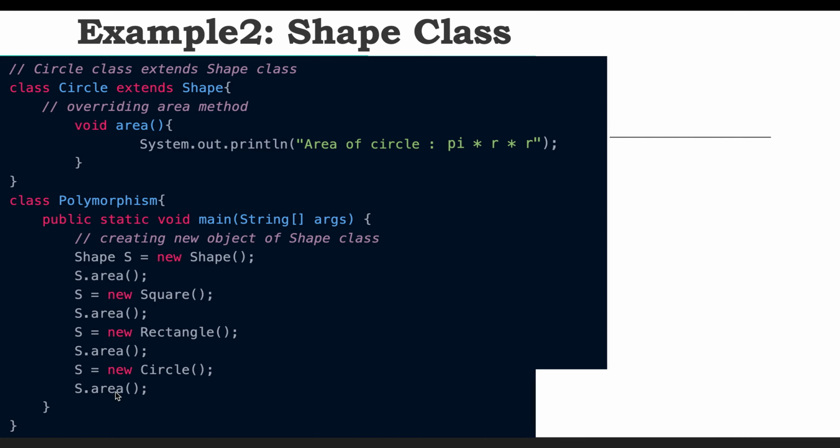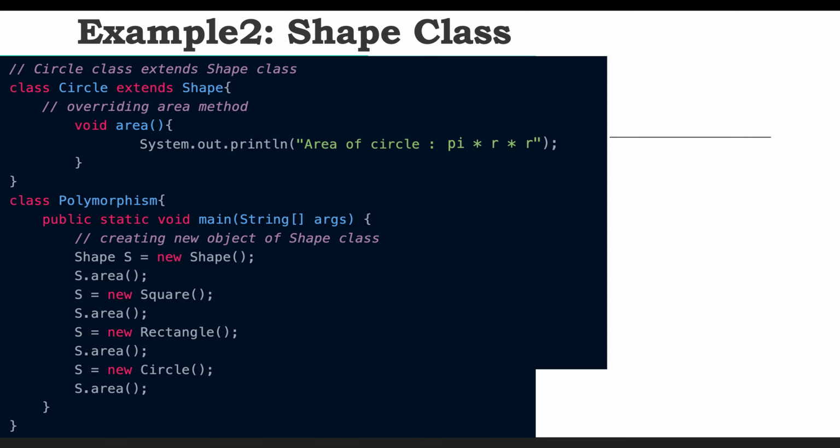Similar to that, there can be a circle. Again it is extending the shape class, so this circle class will become a child class and shape is nothing but the parent class. And again it is implementing the area method only, with some definition according to the circle, and then this method will become an overriding method.